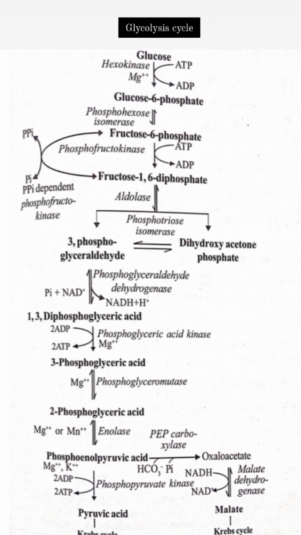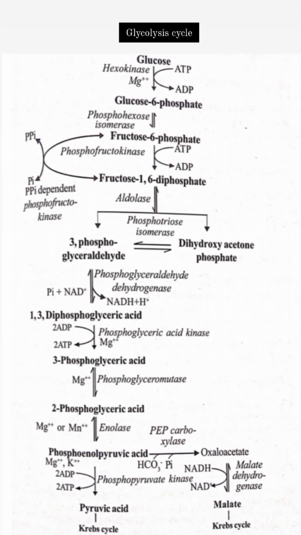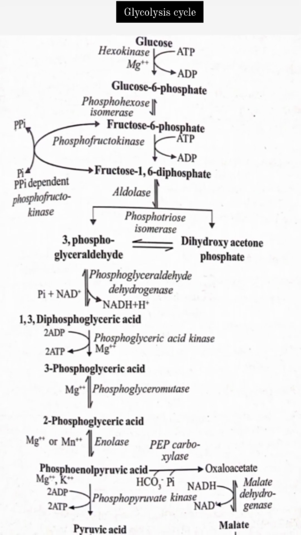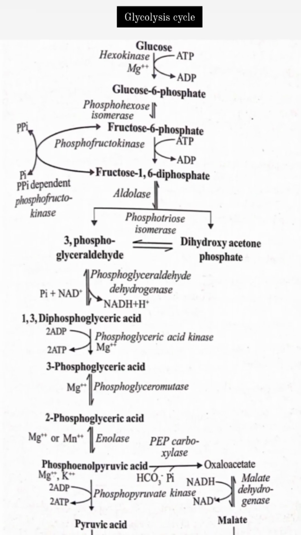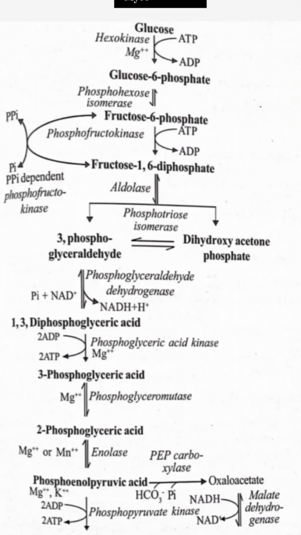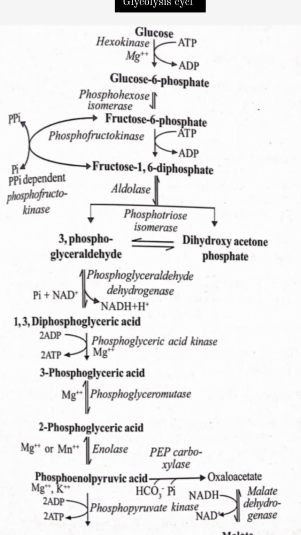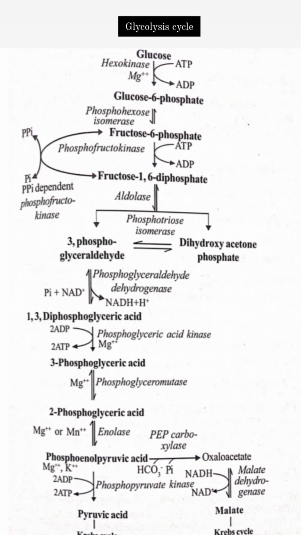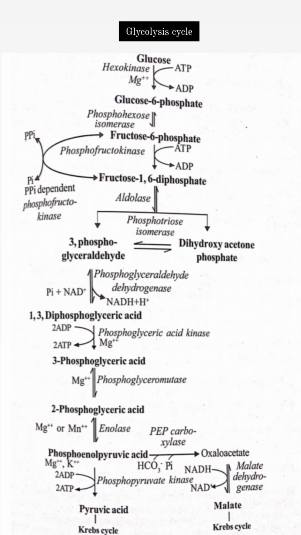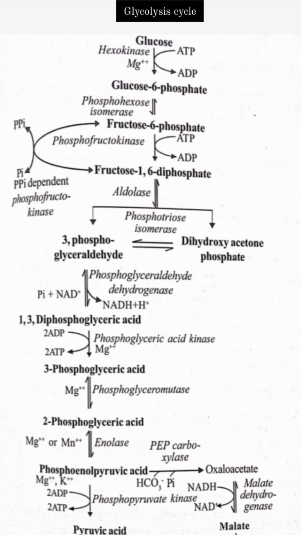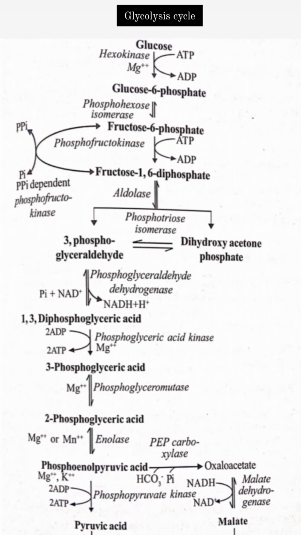Next step, 2-phosphoglyceric acid is dehydrated to form phosphoenol pyruvic acid with the presence of the enzyme called enolase. And finally, the ninth step is conversion of phosphoenol pyruvic acid into pyruvic acid, the final step of glycolysis, in the presence of the enzyme called phosphopyruvic kinase. For this reaction we need the cofactors Mg++ and K+.